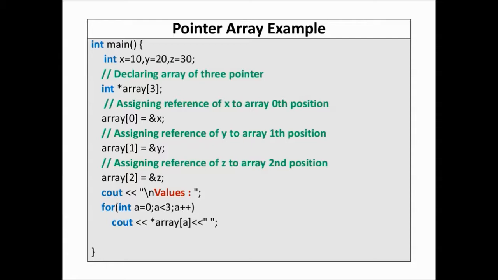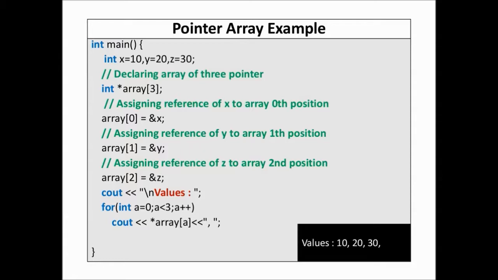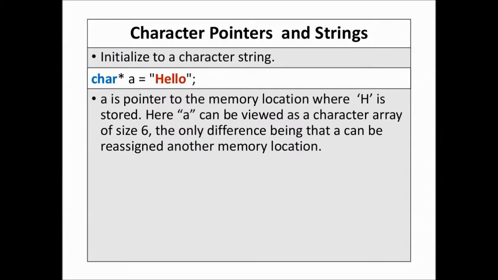So when we display these index arrays, the output of this for loop gives us the values 10, 20 and 30 that are stored in x, y and z. Pointers and strings: as we already know, a string is an array of characters.